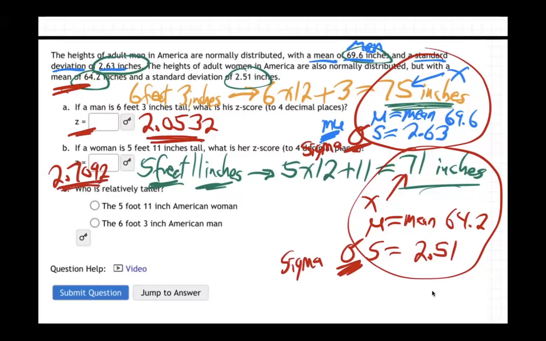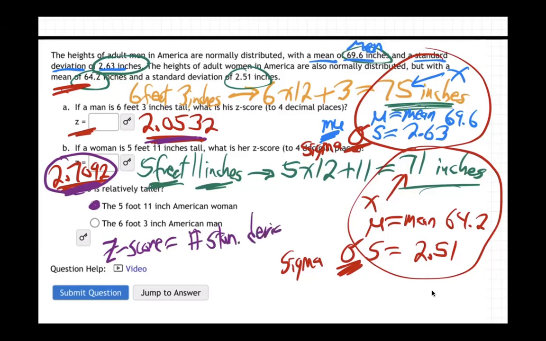Now the question is, who's bigger compared to their group? Is the man taller compared to other men, or is the woman taller compared to other women? Well, the answer is the woman because she has a bigger Z score. The woman, she's 2.7092. That's bigger than 2.0532. What the Z score means, let me just give you the real life feel. Z score is the number of standard deviations from the middle. In other words, standard deviation is the typical amount.